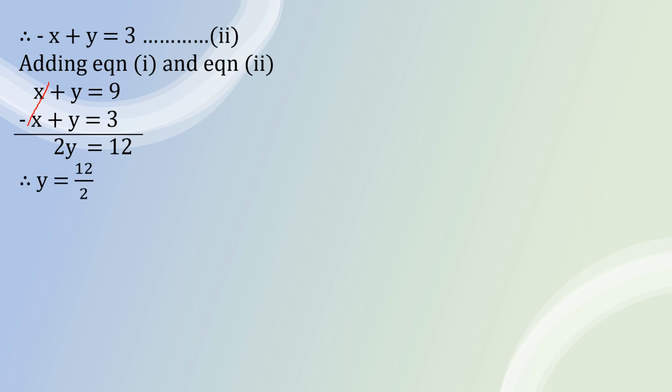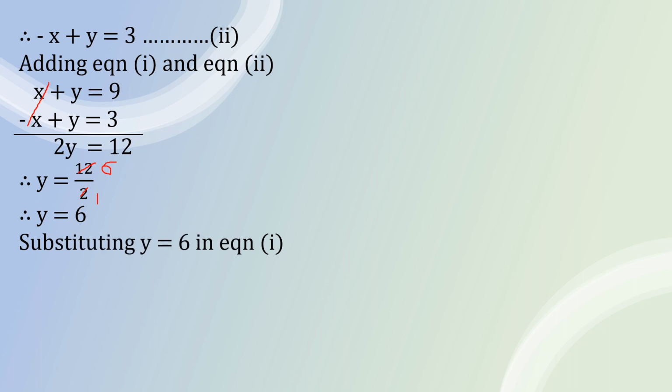So you'll find out the value for y. y is equal to 12 upon 2. You can further simplify. 2 sixes are 12. So you got the value for y equal to 6. Now you will substitute. Substituting y equal to 6 in equation 1. So our equation 1 is x plus y equal to 9. Therefore x plus 6 equal to 9. So the value of x equal to 9 minus 6. Therefore x equal to 3. So you got the value for x as 3 and y equal to 6.